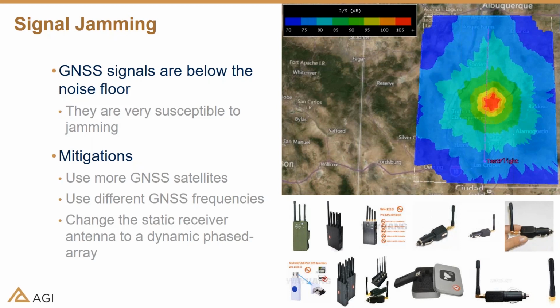One solution that does tend to work pretty well is dynamic phased array antennas that you can put on your receiver, so that you're getting more power to your signal from the signal sources you want, and less power from those you don't. So that's a pretty good mitigation for signal jamming.